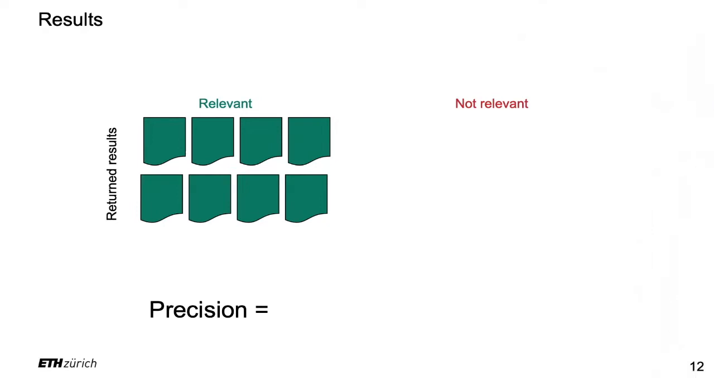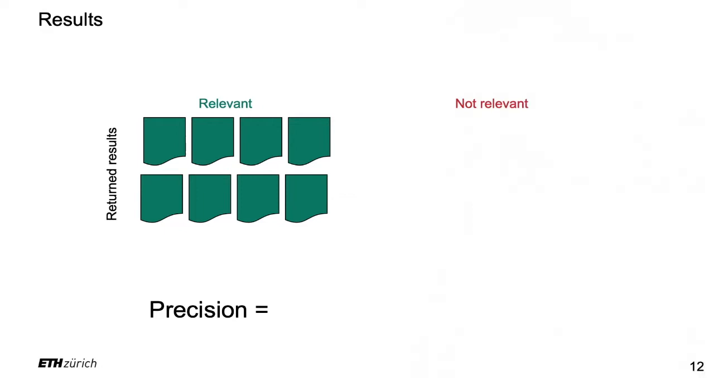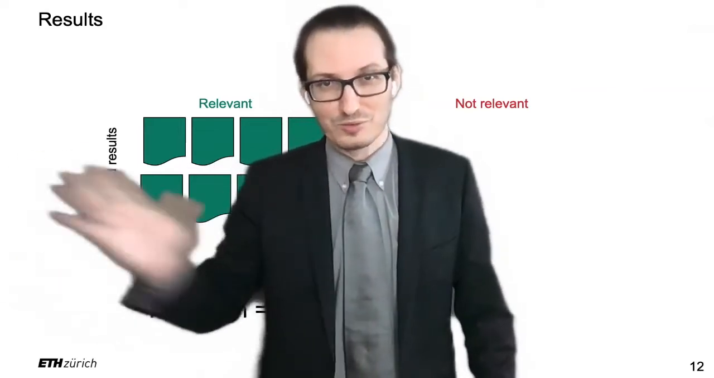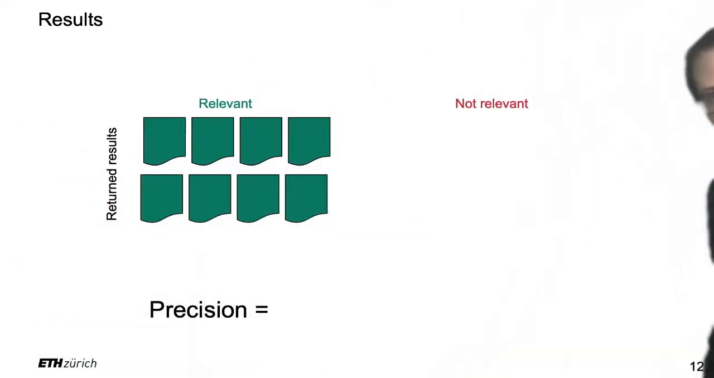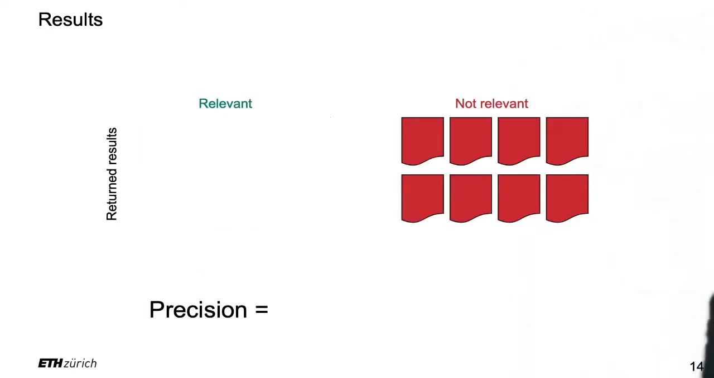What's the precision here? Yes, absolutely. So 1 is the same as 100%, right? So you can either say 1 or you can say 100%. That's the same. So yes, indeed, this is 100%. This is 1. What about here? What's the precision?